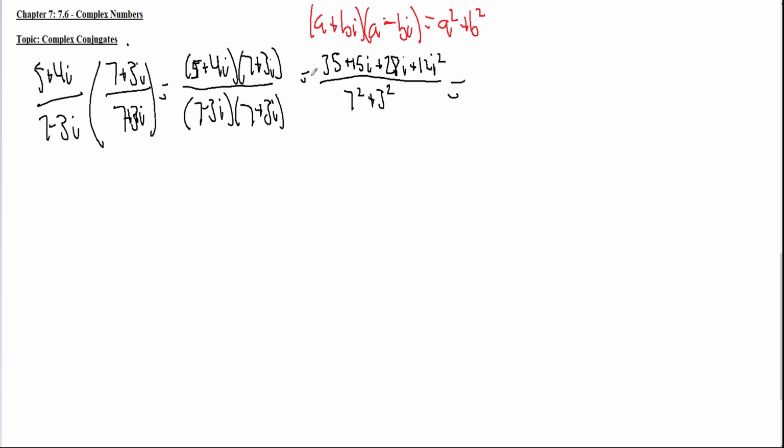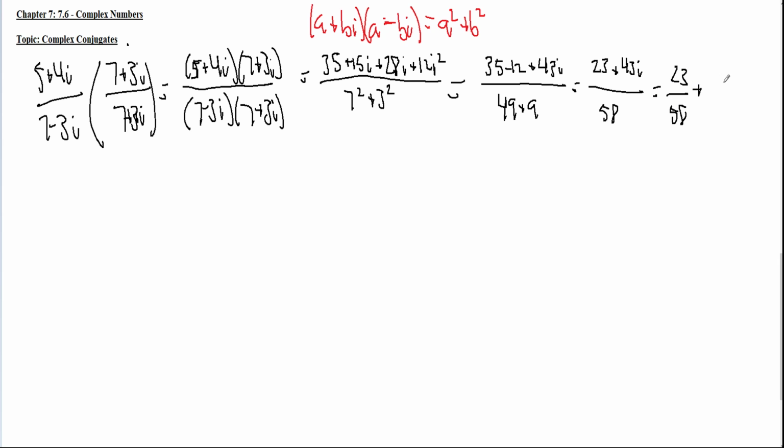And so in our numerator, all we have to do is combine like terms. This 12i squared can be rewritten as negative 12. So we have 35 minus 12, and then 15i plus 28i gives 43i. And in our denominator we have 49 plus 9. So 35 minus 12, that's 23, and we have 43i right there. And then 49 plus 9 is 58. None of these numbers share a common factor with each other, so we can just go to writing it in standard form. So we have 23 divided by 58 plus 43 divided by 58i.